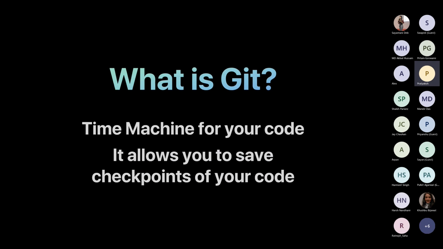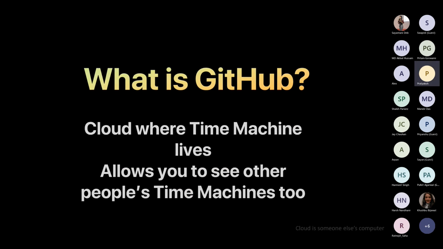Anyway, so what's Git? Git is basically a time machine for your code. Essentially, it allows you to save checkpoints of your code and then come back to them later, or see older versions of your code, and it also helps you debug issues with your code. Git also allows you to collaborate with other people. Git allows you to host on platforms like GitHub. GitHub is basically a place where all those time machines, that is, all those code repositories, all those very large projects live.